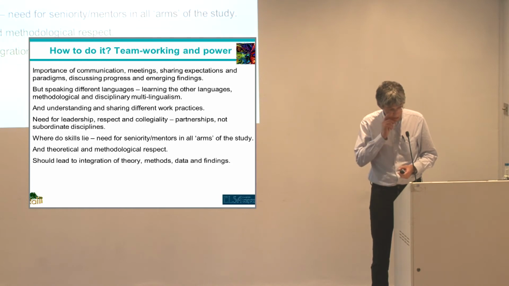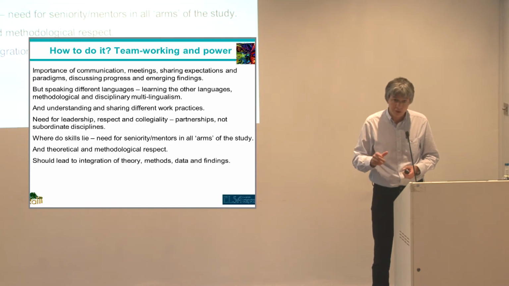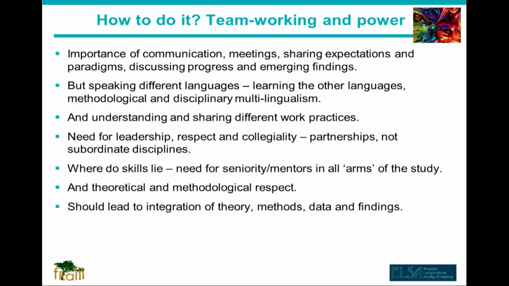How to do it? Team working. I put the word power here because I think power is really important in these teams. Power is important even within a single disciplinary team, but it becomes particularly important in interdisciplinary teams. Most important is communication, learning each other's languages, understanding what you talk about, thinking about the acronyms that are being used and so on. So a methodological and a disciplinary multilingualism is really important, but it's a learning process. You only get that through regular meetings, regular discussions, trying to understand the outputs of different arms of the research.